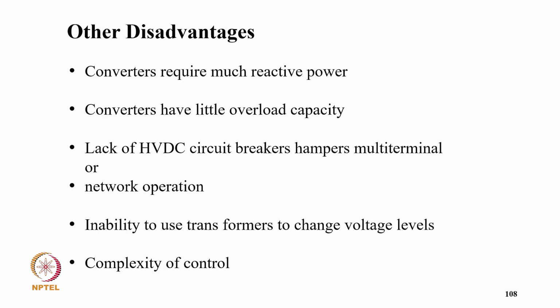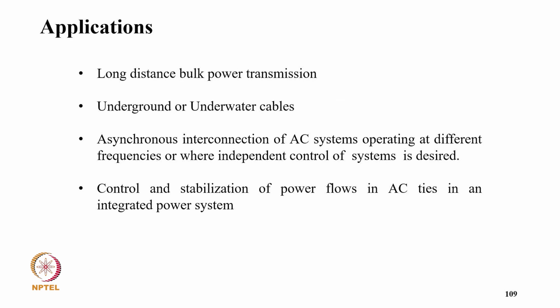Now the other disadvantages: the converter requires much reactive power, and converters have little overload capacity. Lack of an HVDC circuit breaker hampers multi-terminal or network operation, there is an inability to use transformers to change the voltage level, and control is complex. Applications, of course, are long-distance bulk transmission, underground or underwater cables, asynchronous interconnection of AC systems operating at different frequencies, or where independent control of the system is desired, and control and stabilization of power flow in AC ties in an integrated power system.